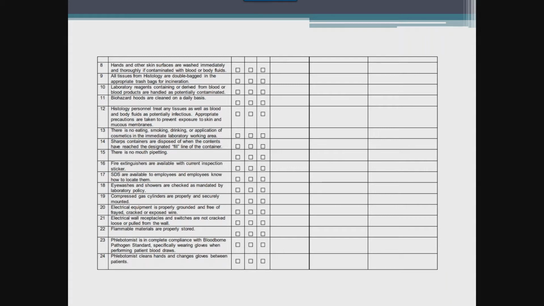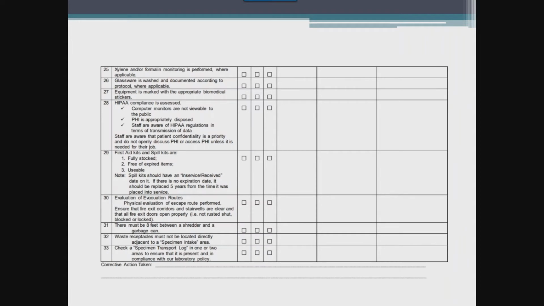Item number 18, looking at eyewashes and showers and making sure that they're being checked like we say they're being checked. Items 20, 21, and 22 look at the electrical equipment safety and our flammable materials and how those are stored. Moving on here at the top, item number 25 looks at xylene and formalin. We go into the pathology department and ask them to make sure that they are monitoring for these 2 chemicals.